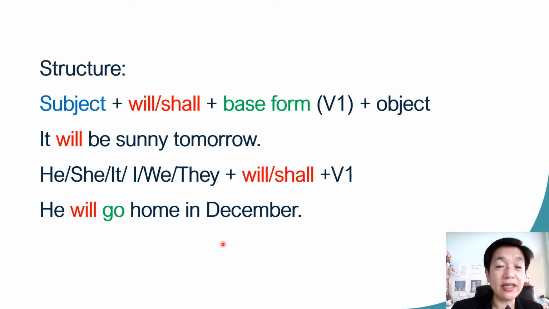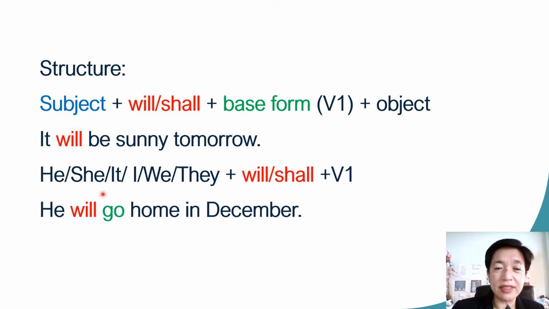What's the structure like? Well, it is subject followed by will and shall, followed by the base form, which is the verb one, and followed by an object. But sometimes there's no object. It doesn't matter. The first three words are important: the subject, will and shall, and the base form of the verb. For example, it will be sunny tomorrow. Now, there's no object in this sentence, but it follows the pattern.